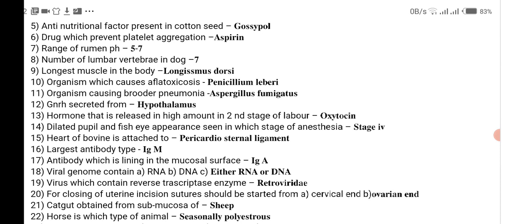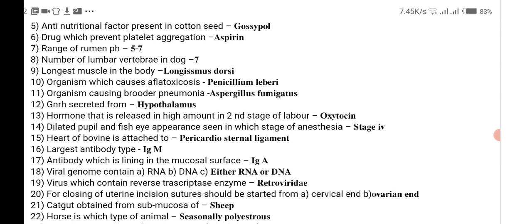Dilated pupil and fish eye appearance is seen in which stage of anesthesia? Stage 4, the medullary paralysis stage. Stage 3 is the surgical stage. Heart of bovine is attached to the pericardiosternal ligament.